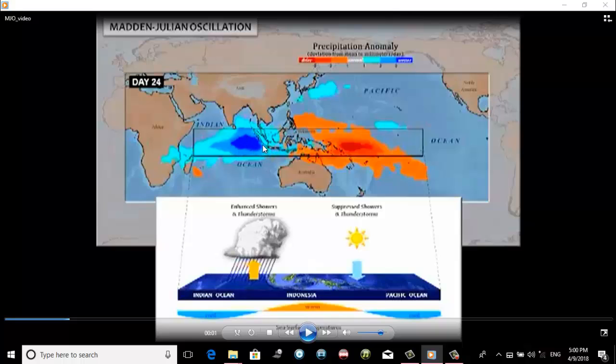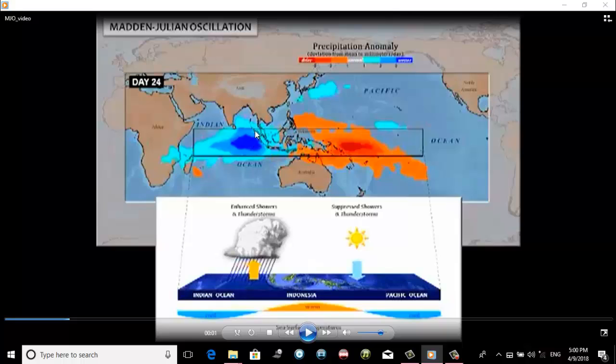The blue color in this place means the convective system is very strong, so it is followed by wet conditions, more precipitation and more rainfall. But in another place we have red color, meaning the convective system is weak or even absent, so it is followed by less precipitation, less rainfall, and even drought.